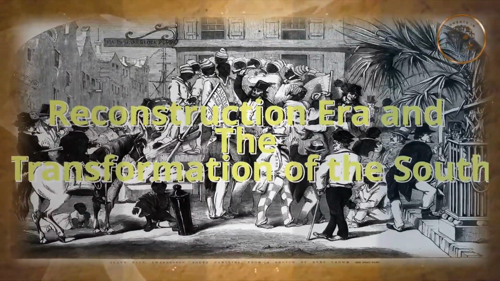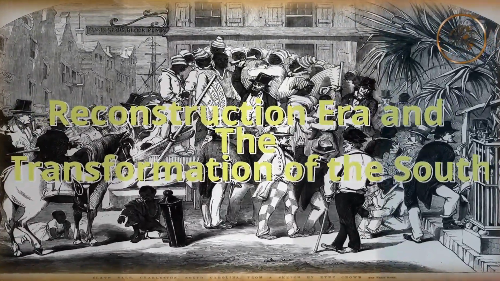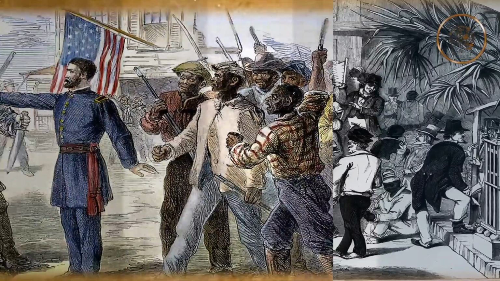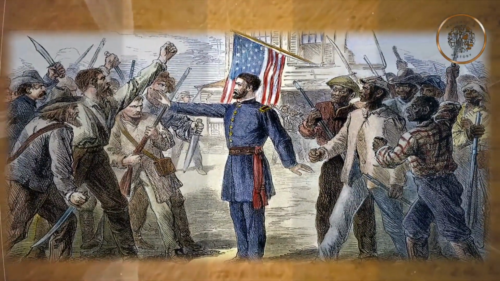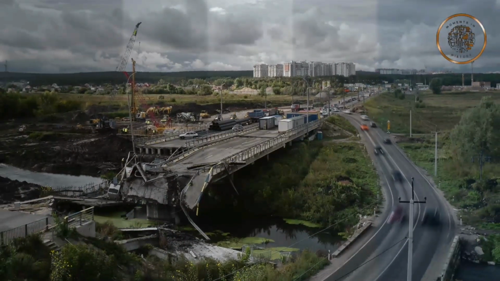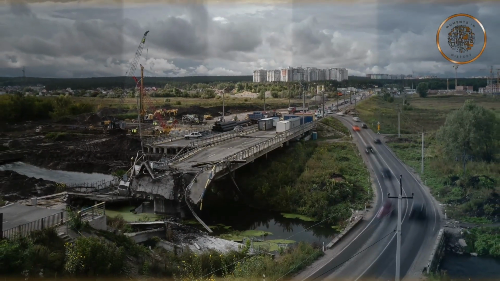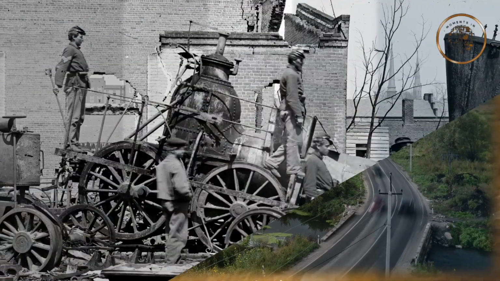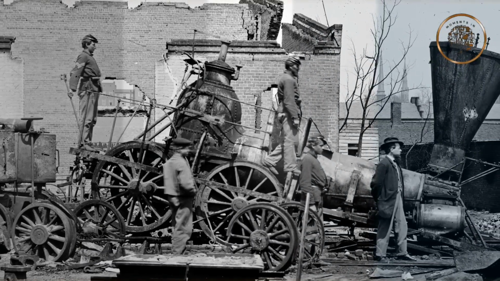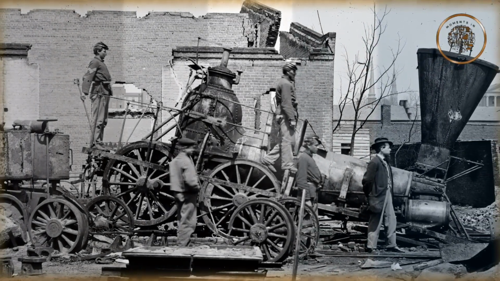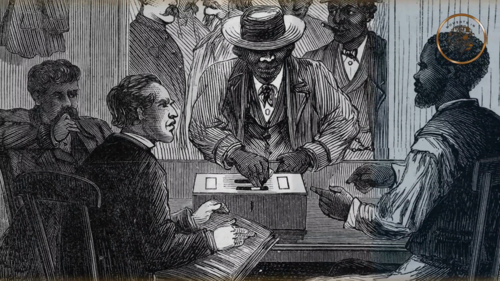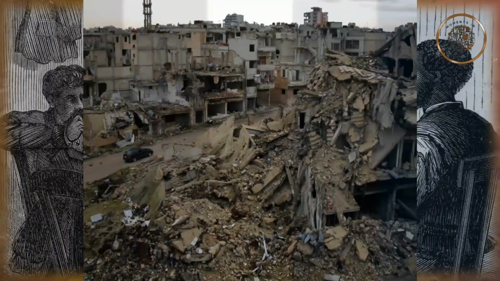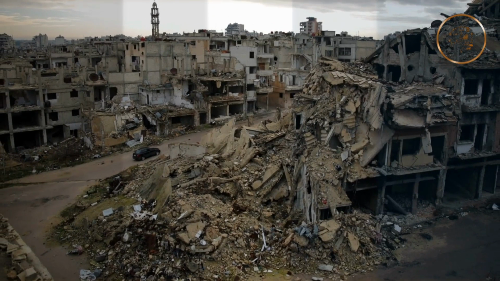Reconstruction era and the transformation of the South. Another consequence of the American Civil War was the era of Reconstruction that followed. With the defeat of the Confederacy, the United States faced the immense task of rebuilding the South and integrating formerly enslaved individuals into society as free citizens. Reconstruction aimed to address the social, economic, and political challenges arising from the aftermath of the war.